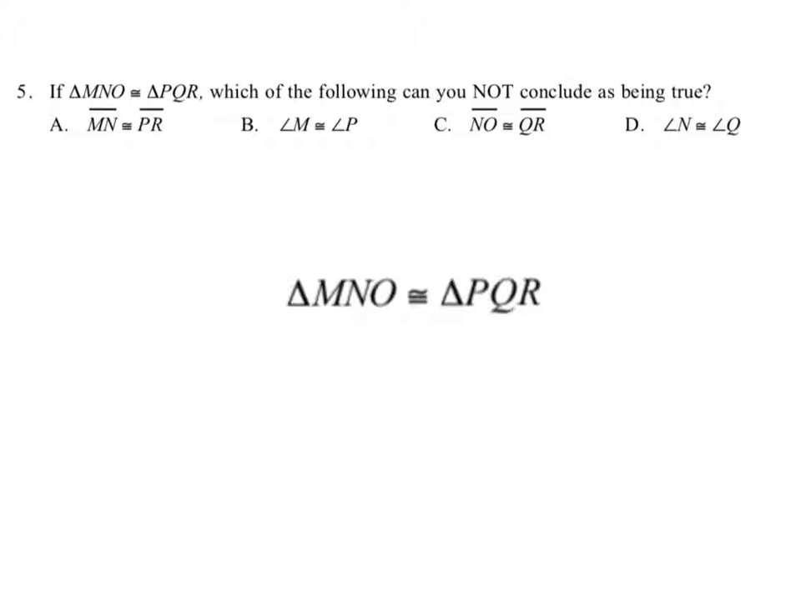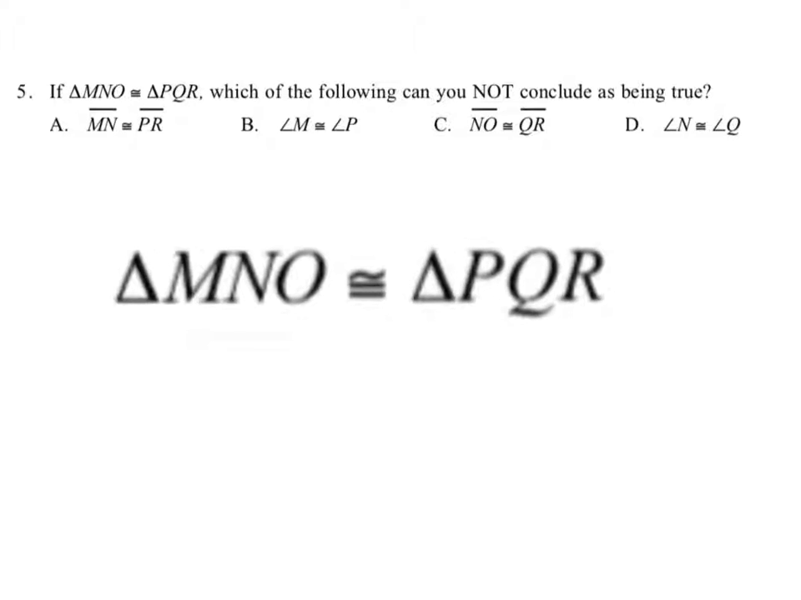Okay, if triangle MNO is congruent to triangle PQR, which of the following can you not conclude as being true? So I've rewritten down here just the names, because what I want to do, I know it's kind of grainy because I took a small thing and blew it up, but I want to highlight here that, okay, MN, as they give us in the first one, that's the first two letters, needs to correspond with these two letters here.